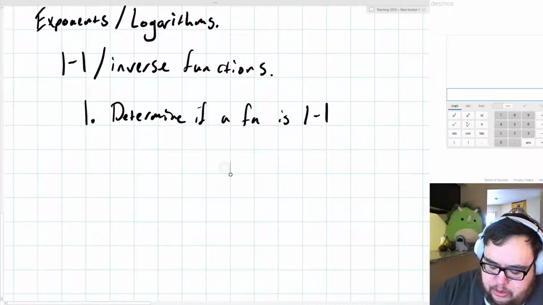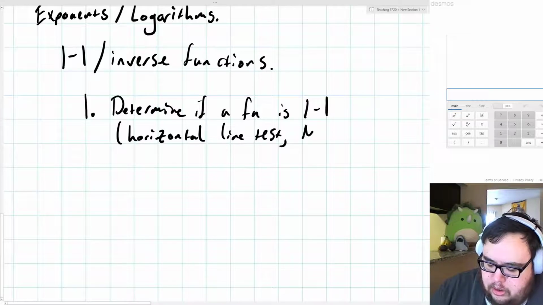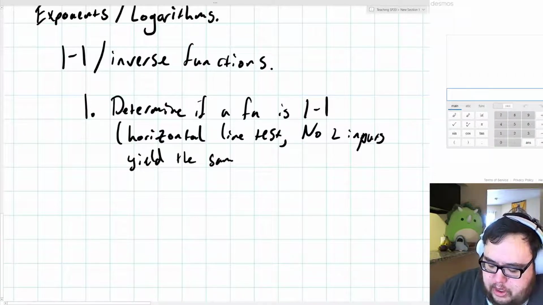So either the horizontal line test, or no two inputs yield the same output.